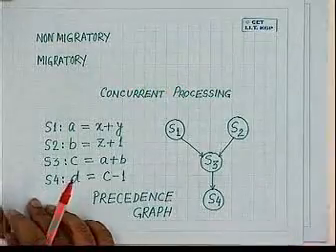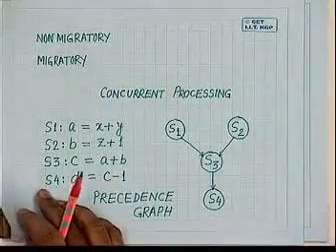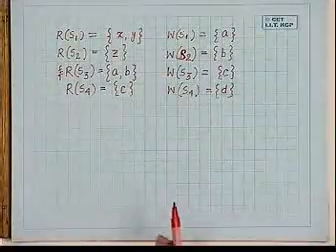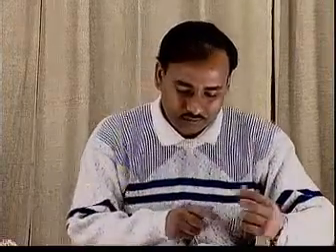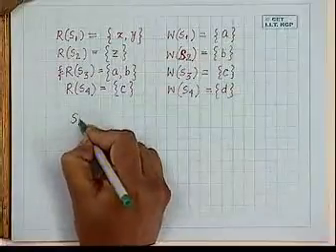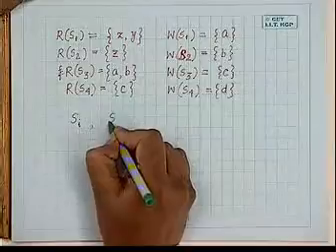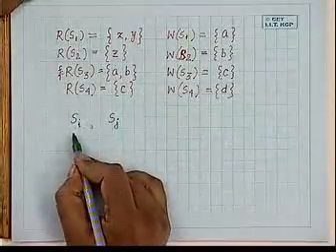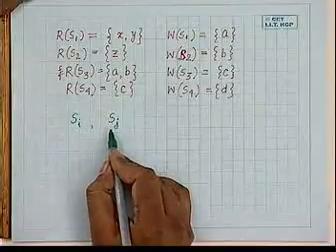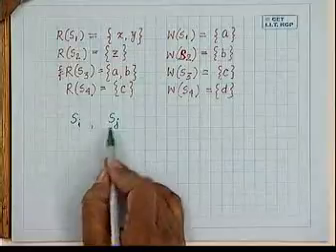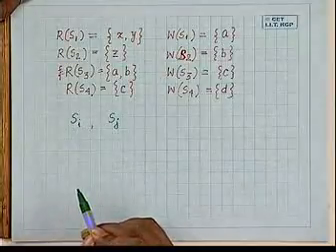Okay. So if you study the read set and write set, you will find out that two statements, say Si and Sj, I take any two statements. One is statement Si and another is statement Sj. Okay. I can find out what is the read set of Si. I can find out what is the read set of Sj. I can also find out what is the write set of Si. I can also find out what is the write set of Sj.